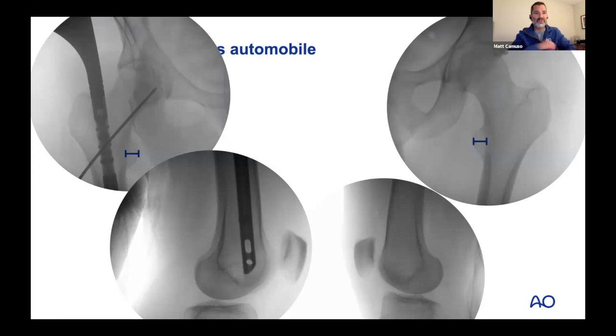Brett, what are the final things that you do when you're done nailing a femur? Is there a series of things that you check to be sure that there's not anything else that needs to happen?